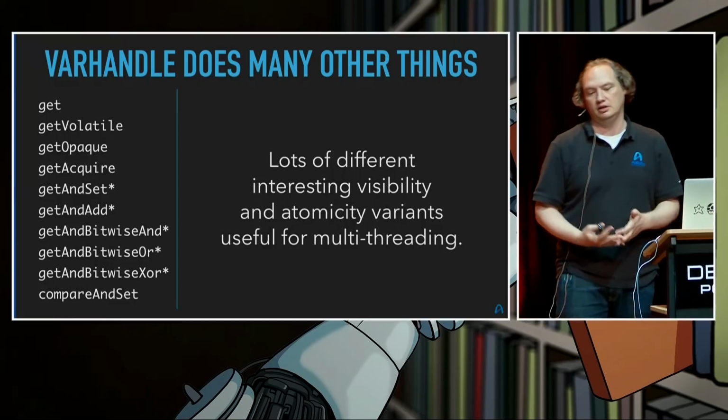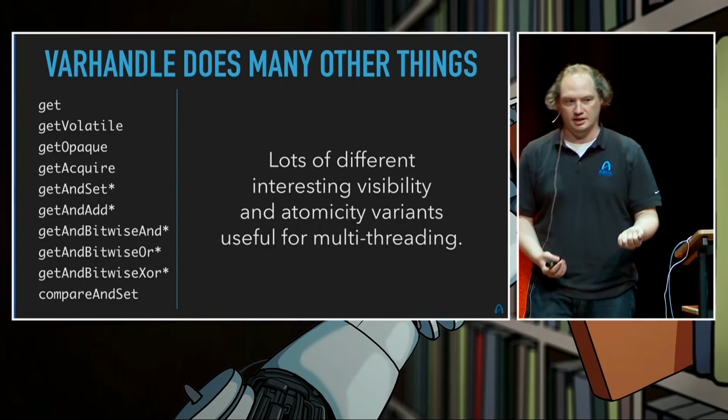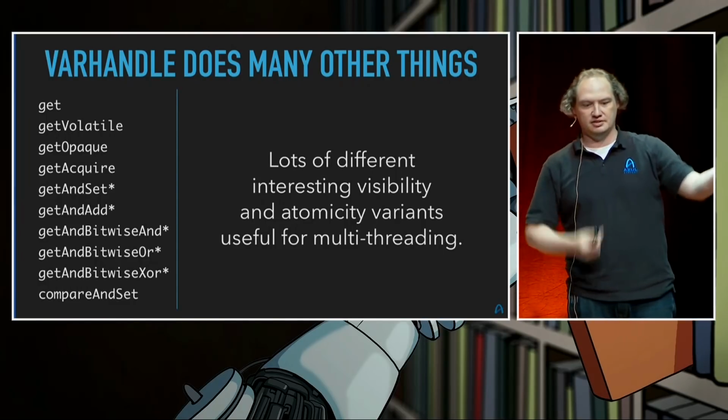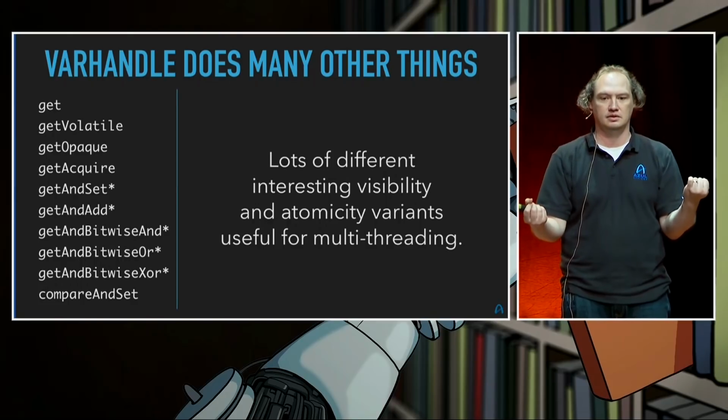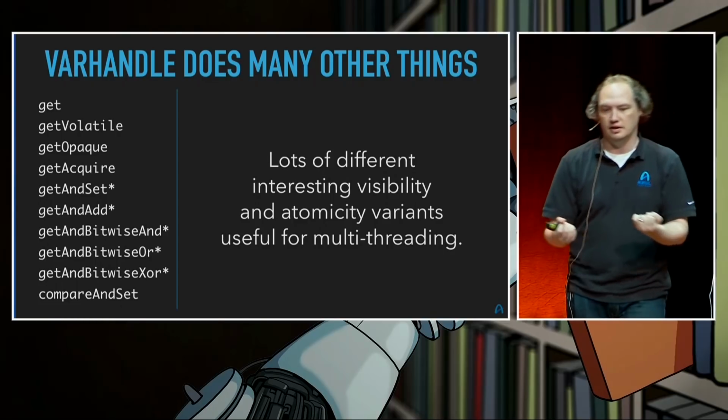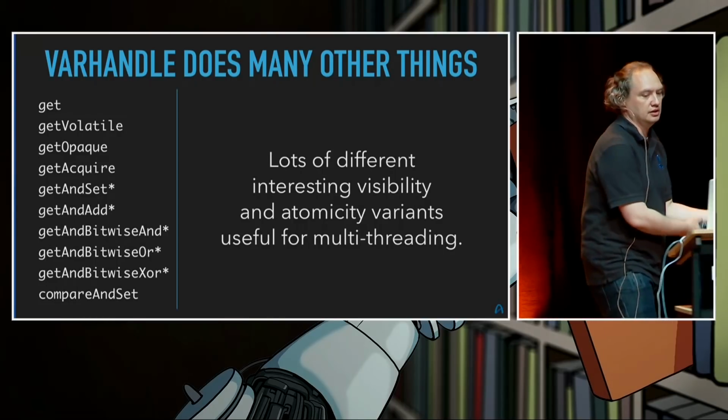And then there's even compare and set, which lets me say, if the value is this, change it to this. This is the concurrency building block. And that's why we added it, as a way to do concurrent collections.